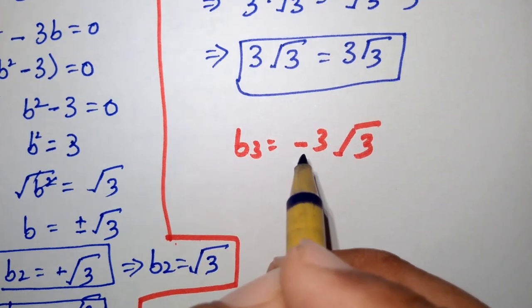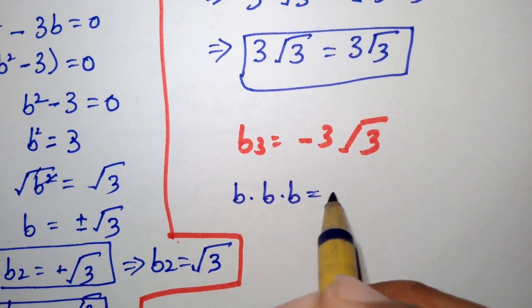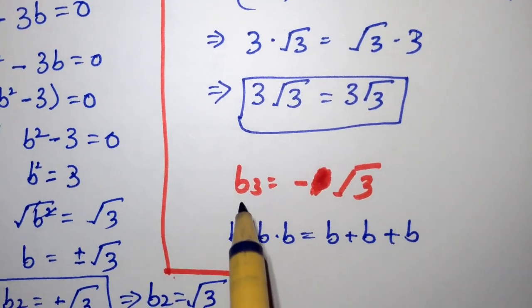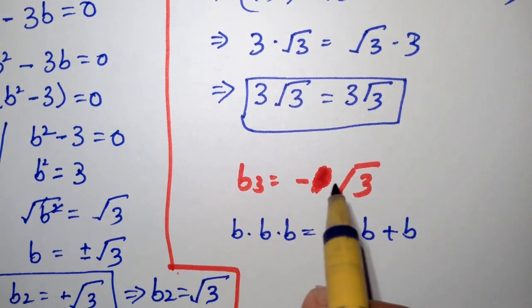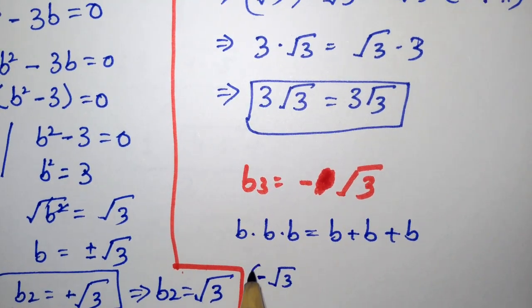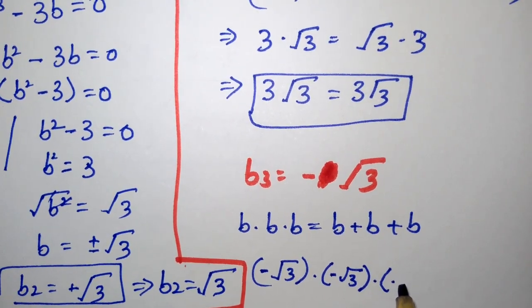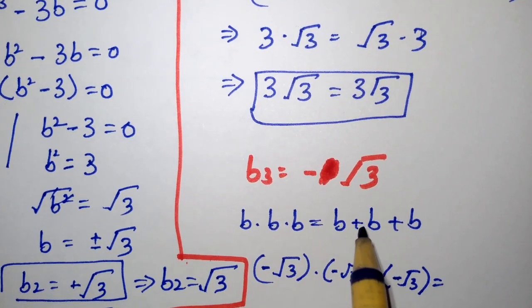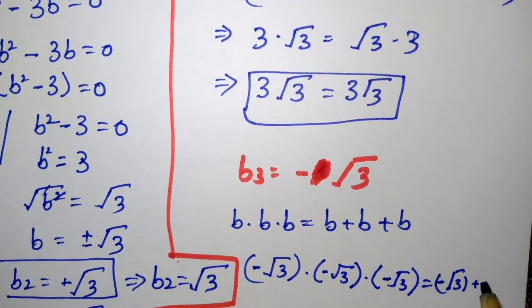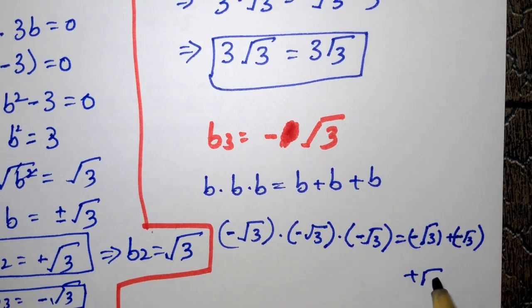Now we have to verify b3, that is minus square root of 3. So we write the problem, that is b times b times b is equal to b plus b plus b. We have to put the value of b3, which is minus square root of 3. This will become minus square root of 3 times minus square root of 3 times minus square root of 3 is equal to minus square root of 3 plus minus square root of 3 plus minus square root of 3.